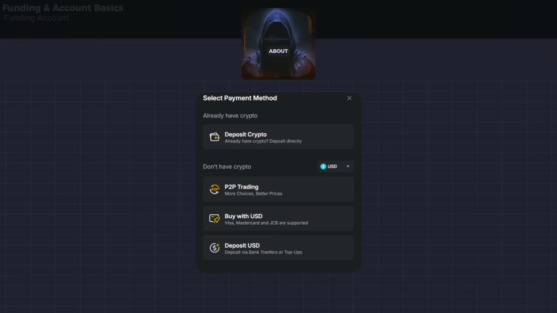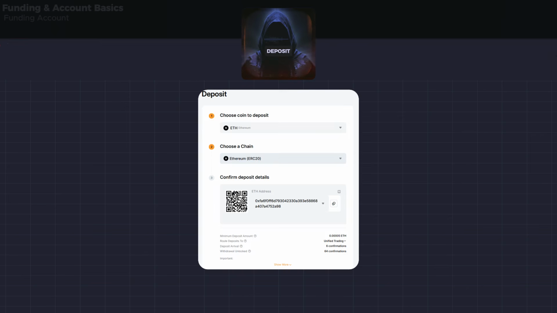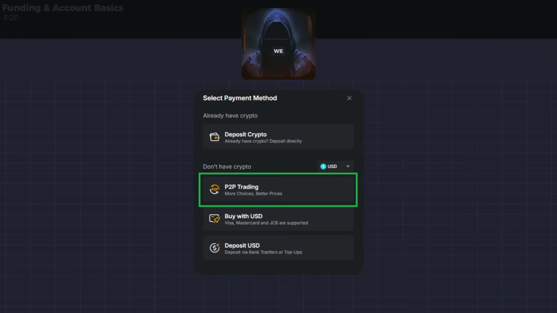Now let's talk about funding your account. Depending on your country, different options will be available: crypto and fiat. The platform automatically shows the available methods based on your region. If you deposit crypto, select the asset, choose the correct network, copy the address, send your funds. Important. Choosing the wrong network can result in permanent loss of funds. Always double-check before sending.